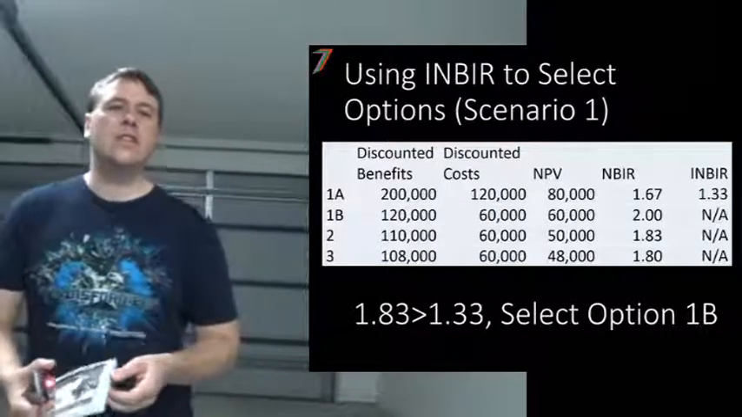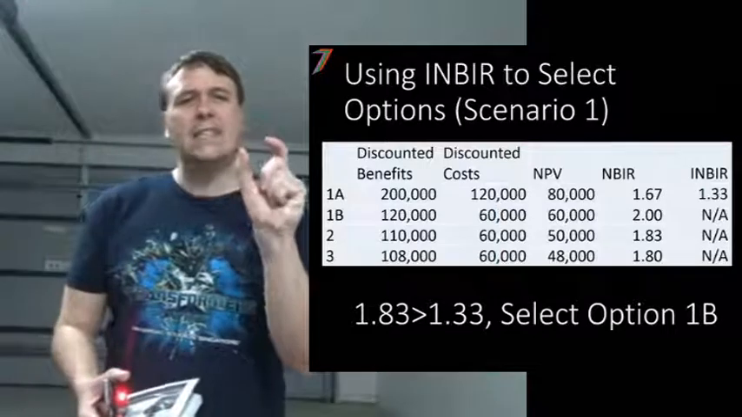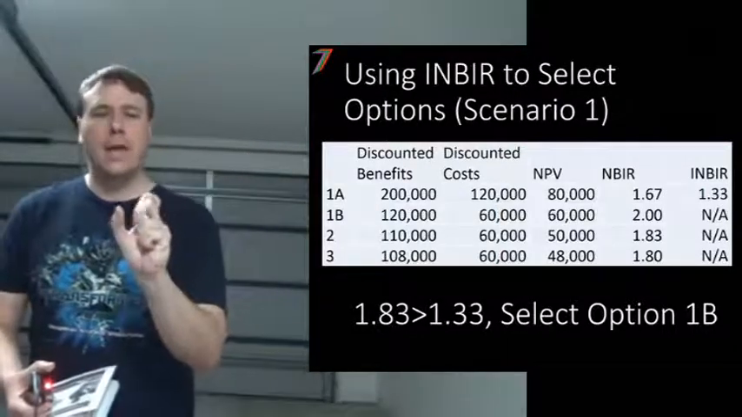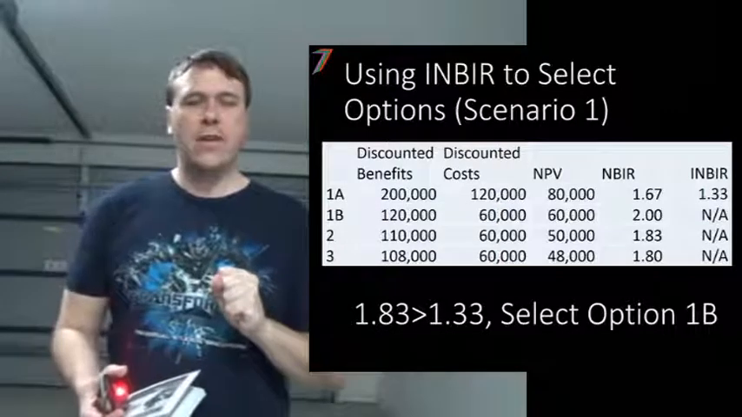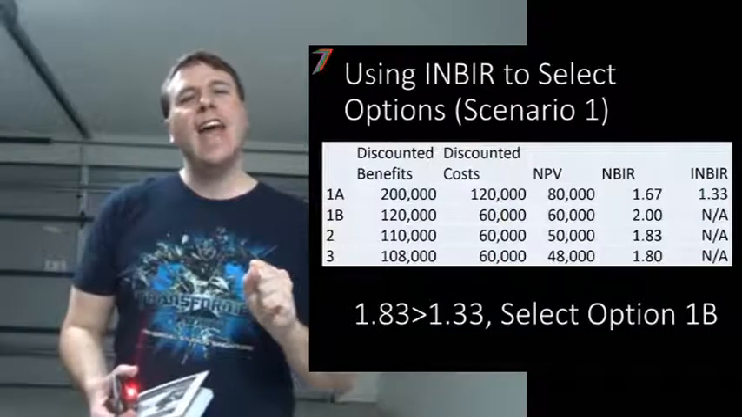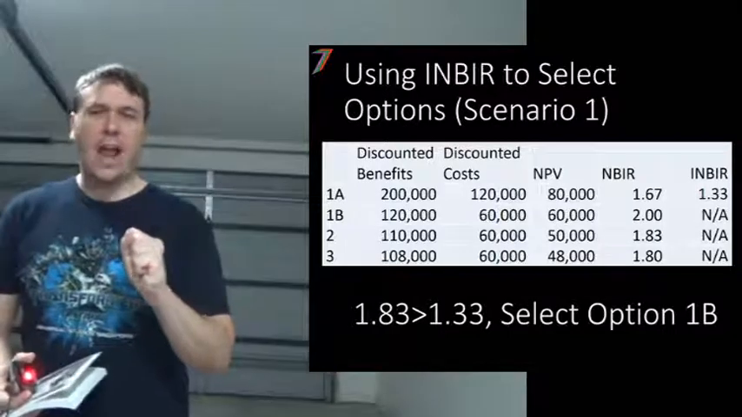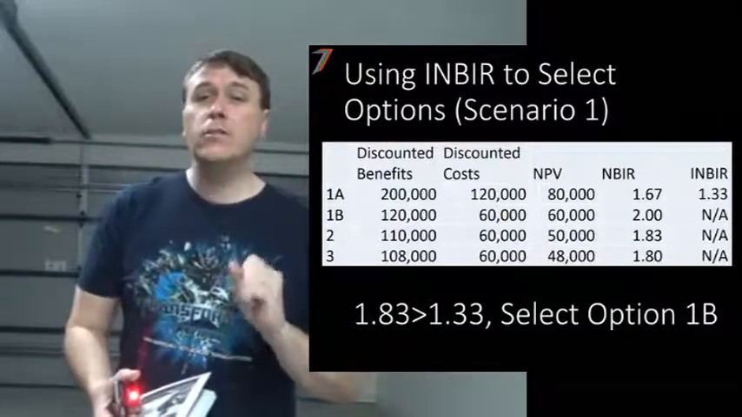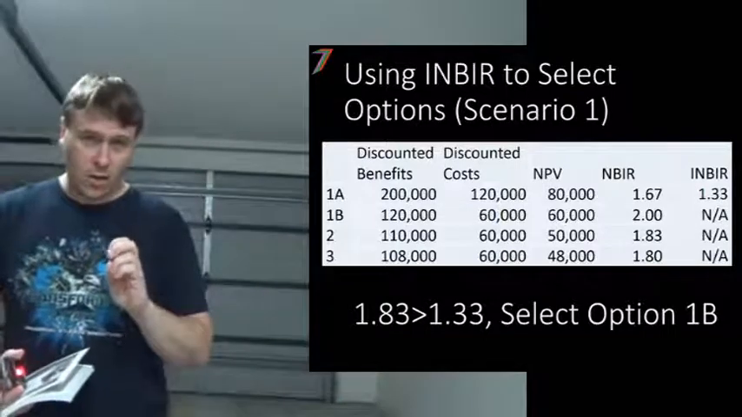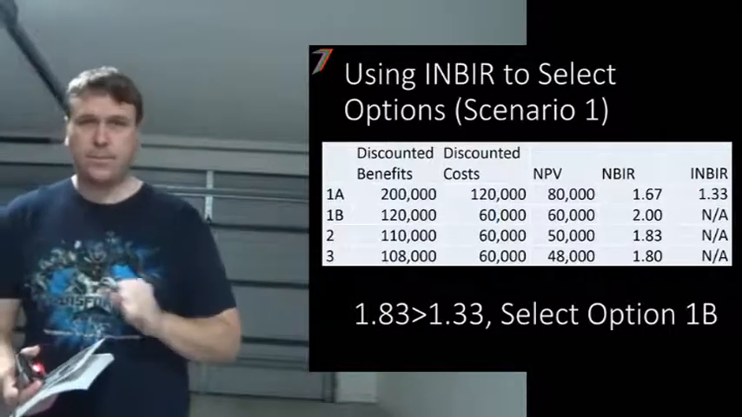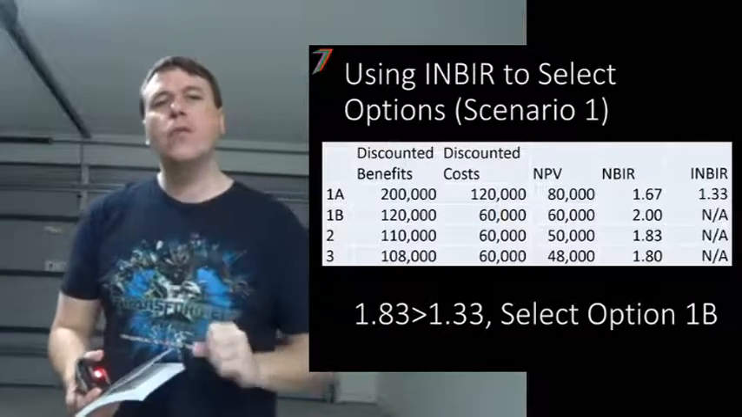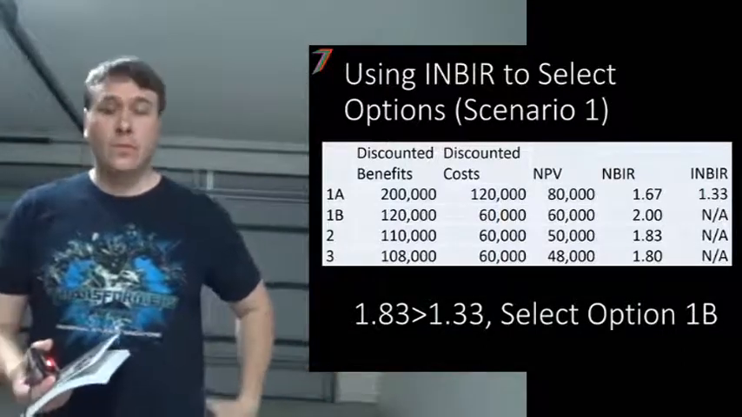So as you can see, we've got a net present value of 80,000 for option 1A and 60,000 for option 1B. So let's have a look at our discounted benefits. 1A has 80,000 more benefits and it costs 60,000 more. That gives us an incremental benefit investment ratio of 1.33. And now we can take that and compare it with our other projects.